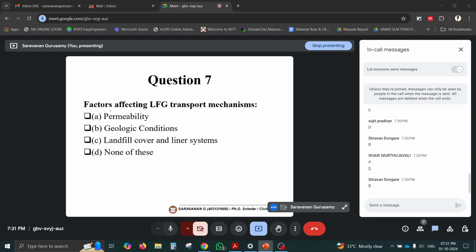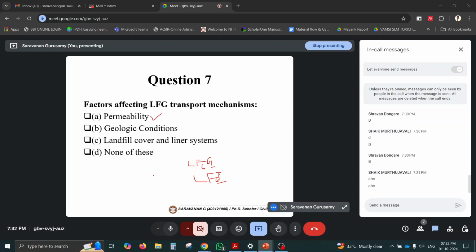We'll move on to the seventh question. Factors affecting landfill gas transport mechanism. We have studied the landfill gas generation mechanism, that is due to chemical reaction, biological decomposition and volatilization. The second one is landfill gas transport mechanism. The factors affecting are: first permeability, second geological condition, landfill cover and liner system, or none of these. This is a multiple choice question. So absolutely permeability will be the answer.